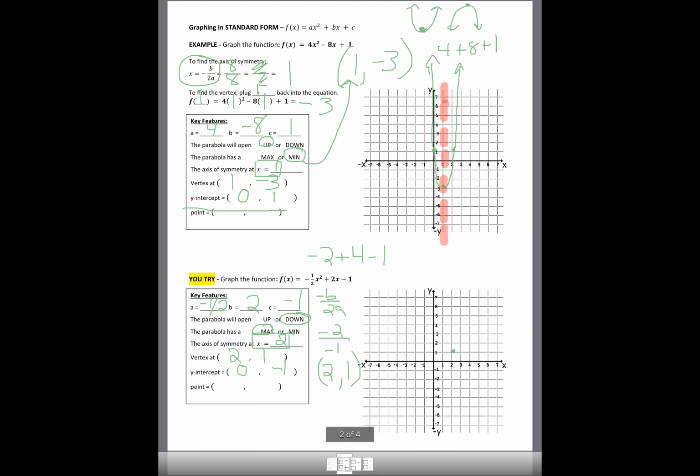And then a y-intercept at 0, -1. I can use this one, and I can mirror that over. Okay. There we go. All right, let's try the next type.